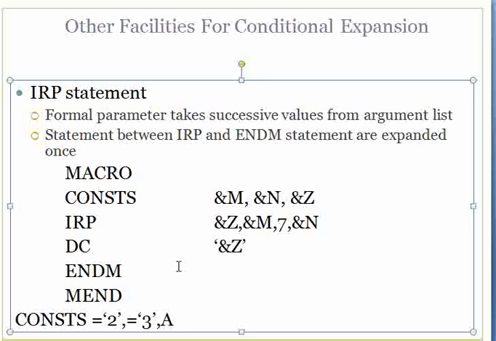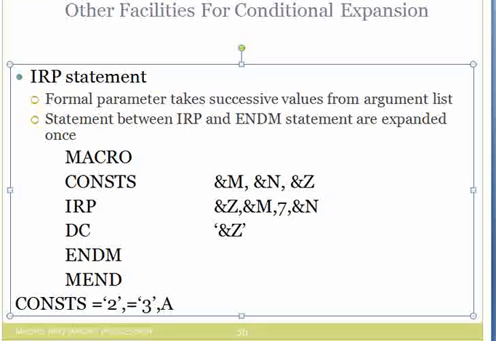Then it will declare a constant of 7, and then z will take the value of n, which is 3, and it will declare a constant of 3. So first it will declare 2, then 7, and then 3, because these are the actual values for the parameters m, 7, and followed by n. So this is how the IRP statement works.